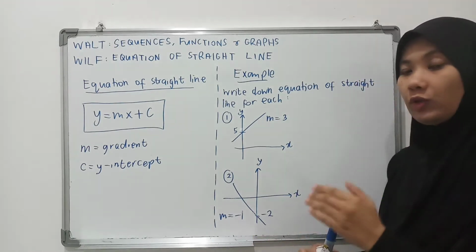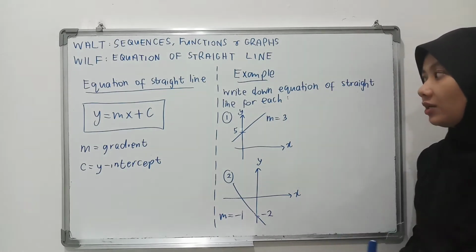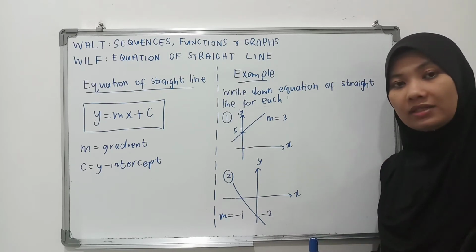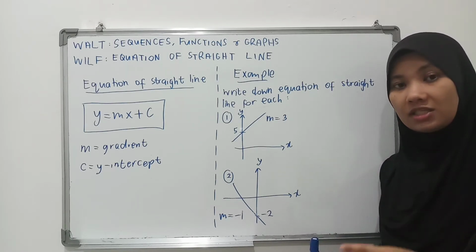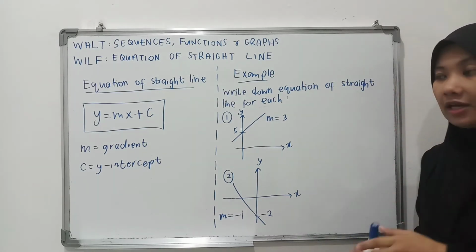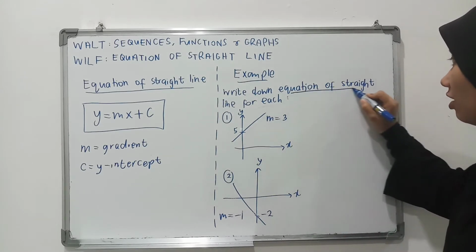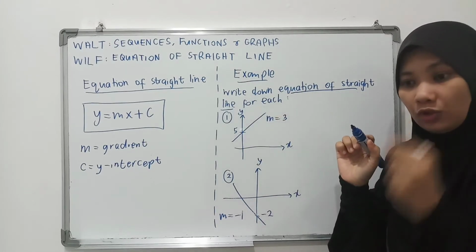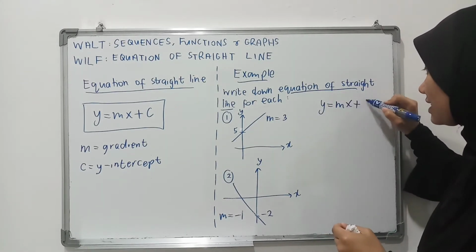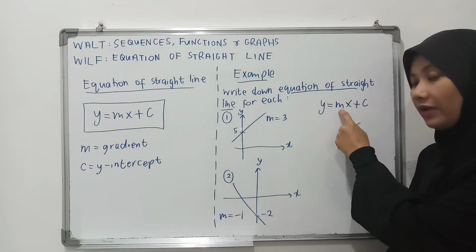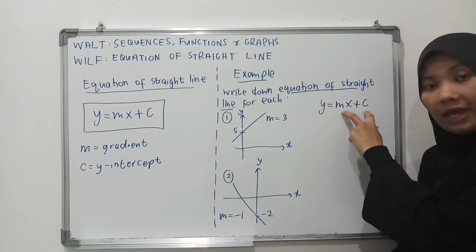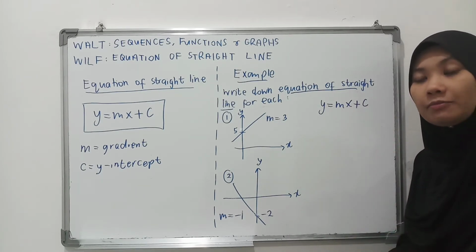Okay, so we go to the example. The question states: write down the equation of straight line for each one. I am going to discuss 3 questions and I will give you another 3 questions for you to try on your own. So the first one, write down the equation of straight line. Whenever you see equation of straight line, we need to use y equals mx plus c, where we need to key in the value of m and the value of c. You cannot leave m and c in m and c form. M and c need to be in terms of value, in terms of number.